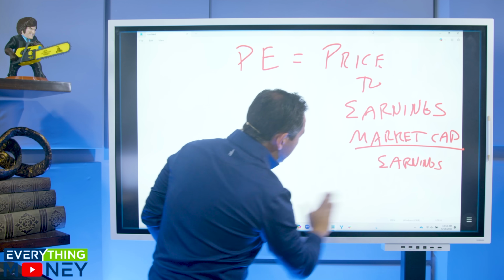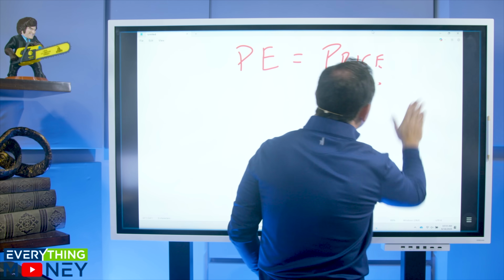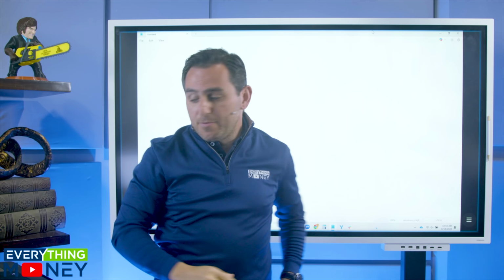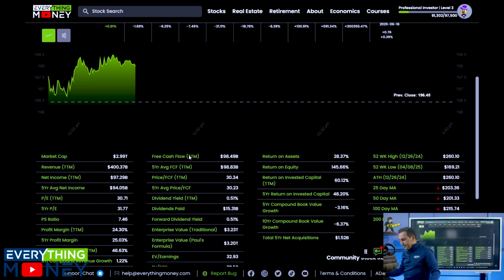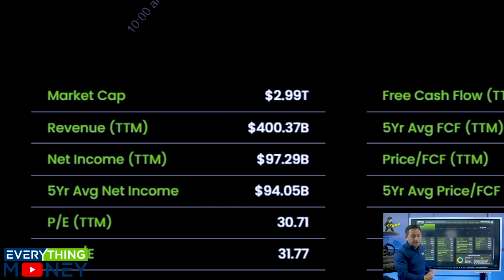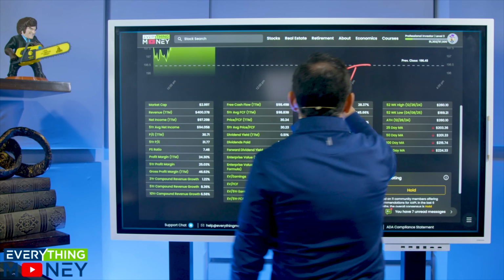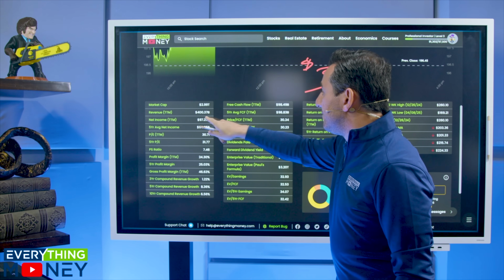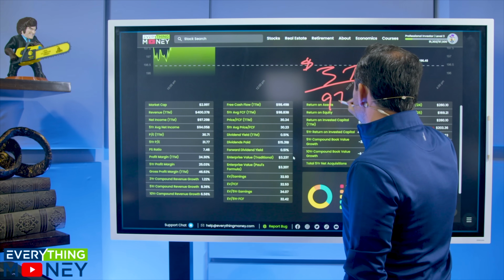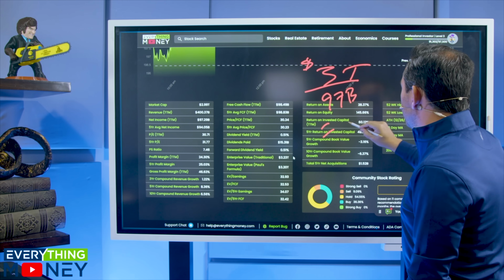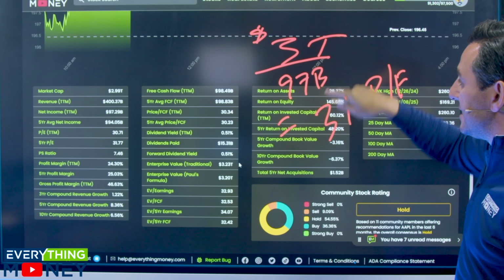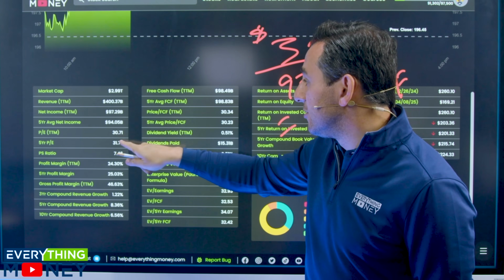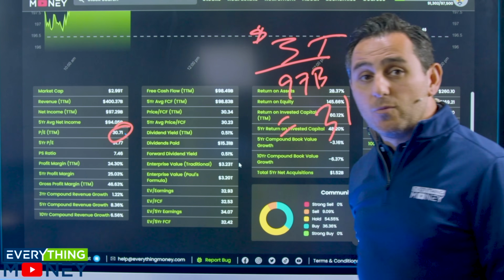So let's bring up an exact example right now just to make it easy to understand. Let's pull up a company like Apple, and we're going to say, okay, Apple's currently at $3 trillion in market cap divided by its net income of $97 billion. That is roughly 31 times PE, right? 3 trillion divided by 97 billion. And look at here, 30.71.